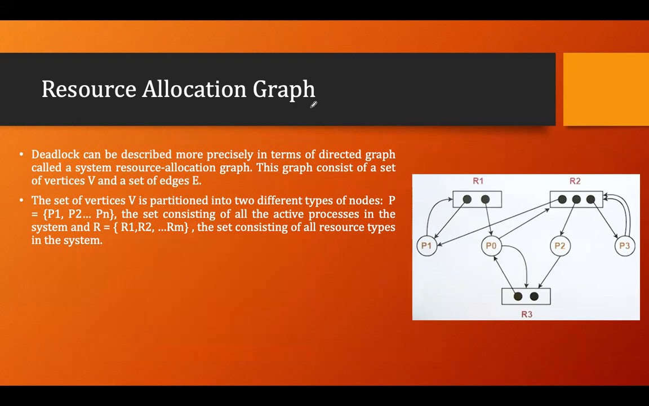So in the previous lecture, we have gone through two methods, which are deadlock prevention and deadlock avoidance. Now let's go for another deadlock handling method, which is deadlock detection and recovery. For understanding deadlock detection and recovery, we need to understand the resource allocation graph.